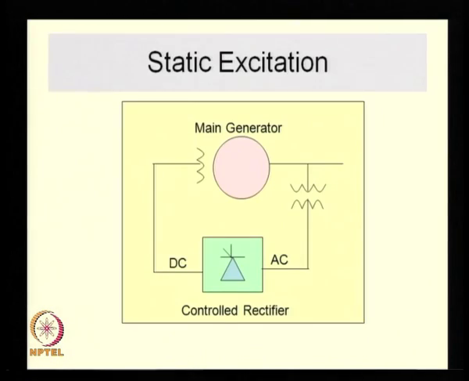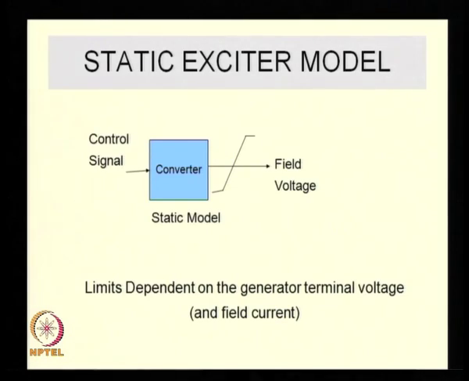In the previous class, we studied two kinds of excitation systems, the static excitation system, whose basic model is a static one with limits, which are determined by the generator terminal voltages. The control signal here is effectively obtained from the excitation system controllers.